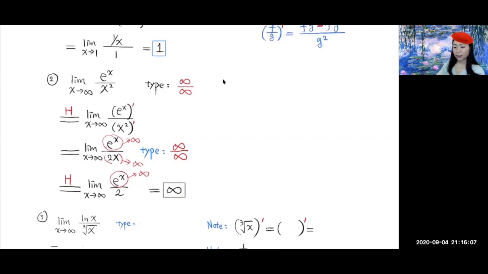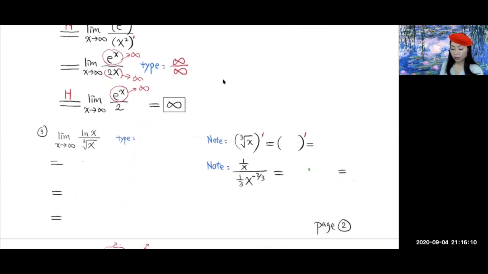Number 3. Let's see what type this limit is. As x goes to infinity, Ln of x goes to infinity. What about the denominator? The denominator also goes to infinity. So this is of the type infinity over infinity. So again, it is an emergency, so we need to rush to the hospital and apply L'Hopital's rule.